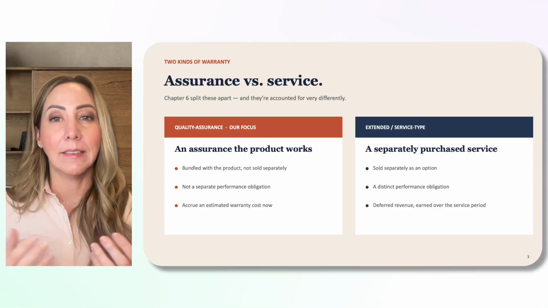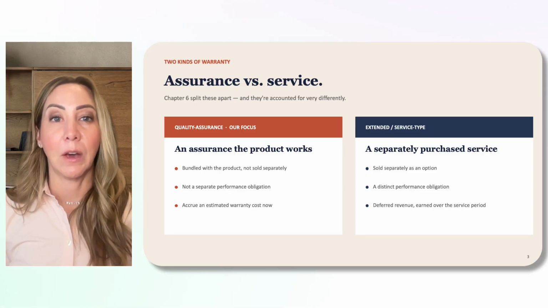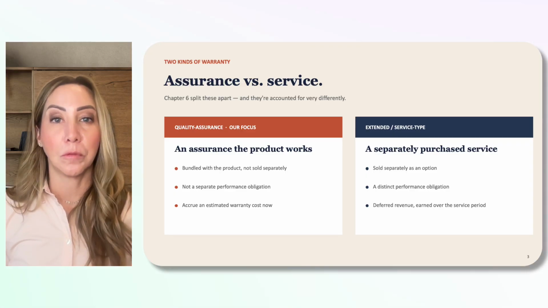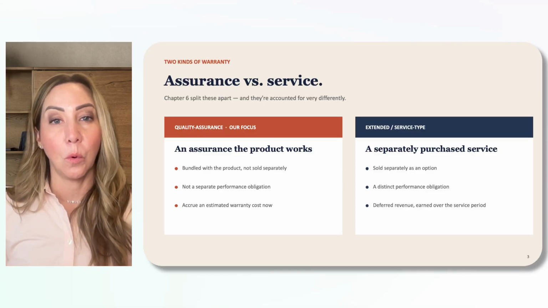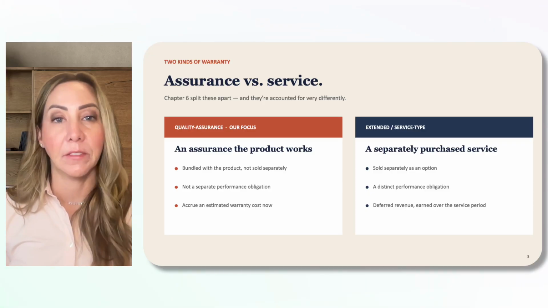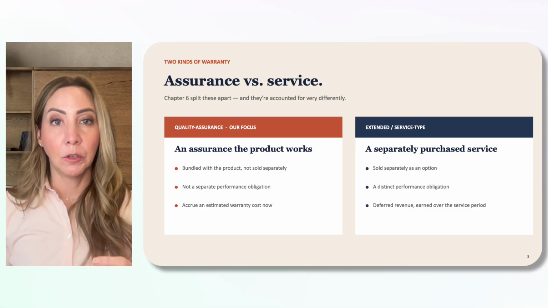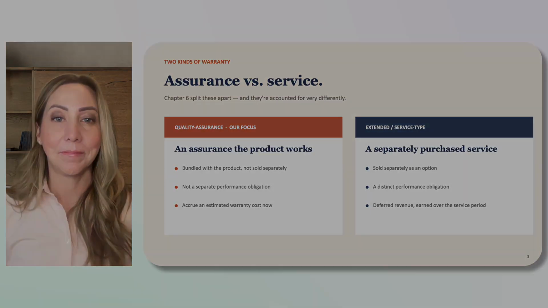The second kind is an extended or service type warranty. This is the kind you pay extra for at the checkout counter. Because the customer purchased it separately, it is a distinct performance obligation. We would not accrue a cost for it. Instead, we would record deferred revenue and recognize that revenue over the warranty period as we provide the service. So keep these straight. Quality assurance warranties get accrued as a cost, while extended warranties are deferred revenue.